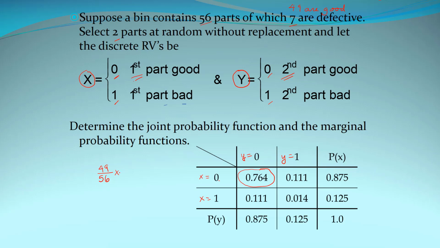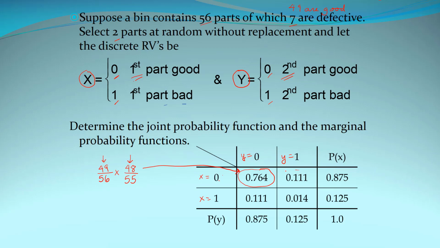So what's the probability that the second part would be good? Well, we only have 55 parts when we're picking the second time, and we have 48 good parts. So this is the probability that the first part was good. This is the probability that the second part was good, which is all shown, right? First part good, second part good, and when you calculate things out, that's the number you get.